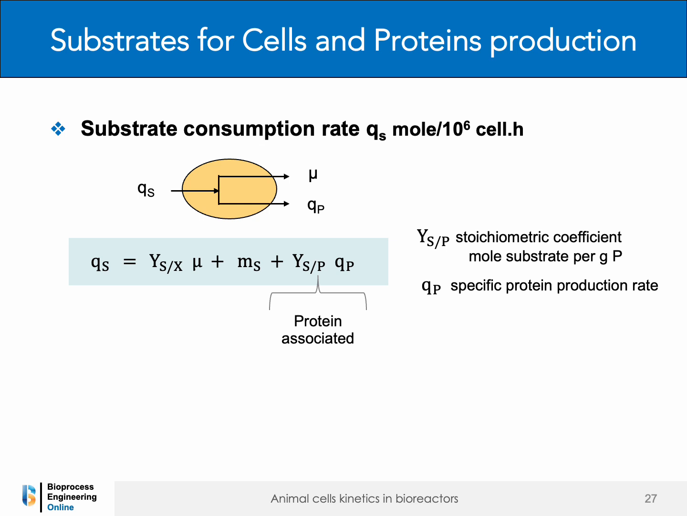The second term represents substrate consumption for cellular maintenance. The third term represents protein production-associated consumption. It is directly proportional to the specific protein production rate, QP. The coefficient YS over P is a stoichiometric coefficient expressing the amount of substrate consumed per unit mass of recombinant protein secreted, for example in moles of substrate per gram of protein.